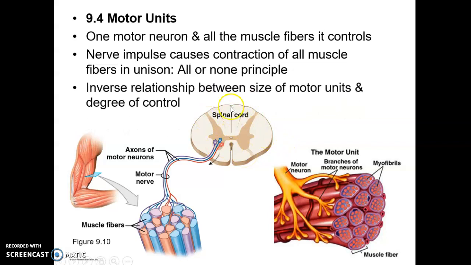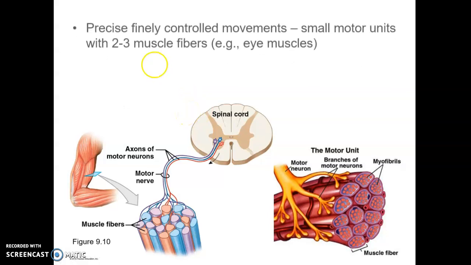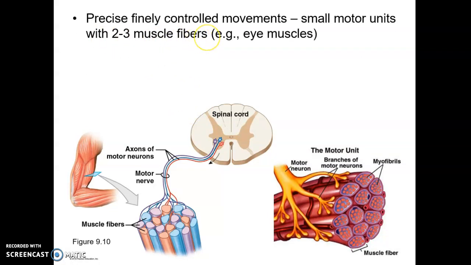There's also an inverse relationship between the size of the motor units and the degree of control of a muscle. So, precisely, finely controlled muscle movements like the movements of your eyes or say your fingers, your digits, are possible because there are relatively small motor units involved that are innervating, controlling relatively few muscle fibers. So they're not really strong muscles, but they have a lot of fine control.